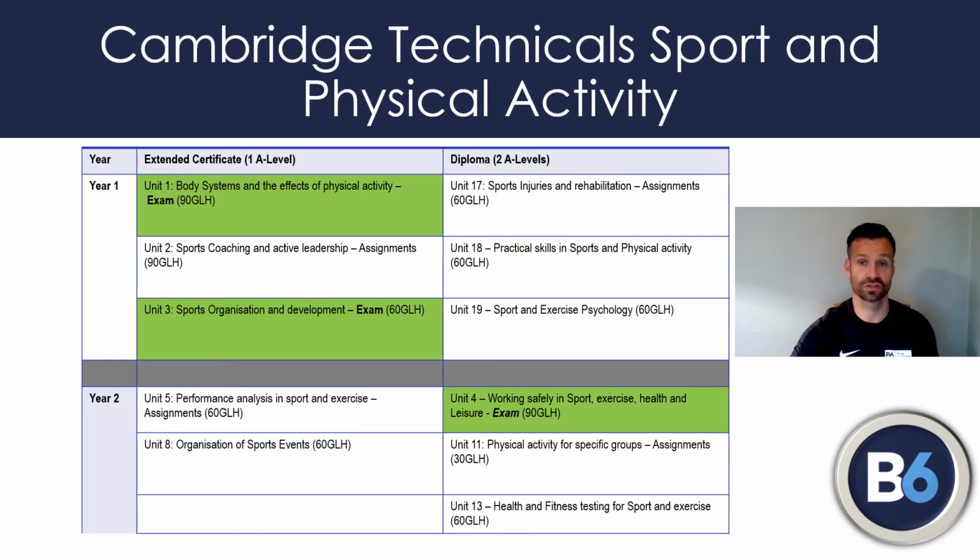As you move across to the diploma, which is for 2 A levels, you'll see there's an additional examined unit, and obviously the overall contribution for the 2 A levels is 11 units.